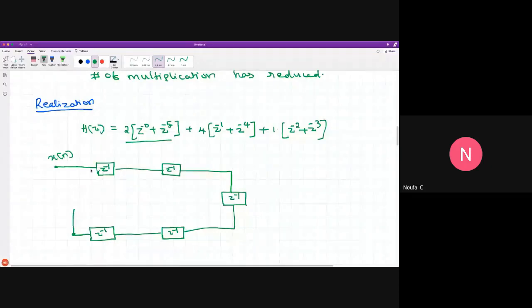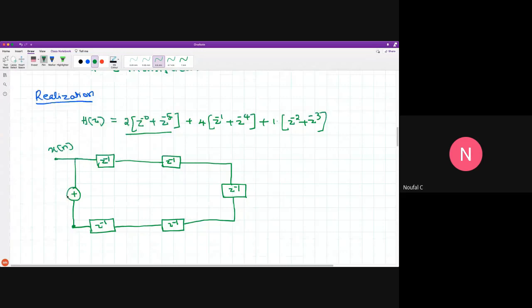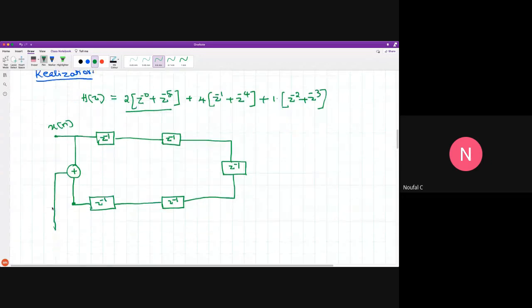Then you have a z raised to minus 0 term, which has no delay provided. So you can directly take that value over here, and you can sum it over here. What you will obtain at this point will be z raised to minus 0 plus z raised to minus 5. Then you have to multiply that summation with 2. So I'm taking a point from this location, then that is taken to this point. So this has to be multiplied with 2. All right, so this term is over.